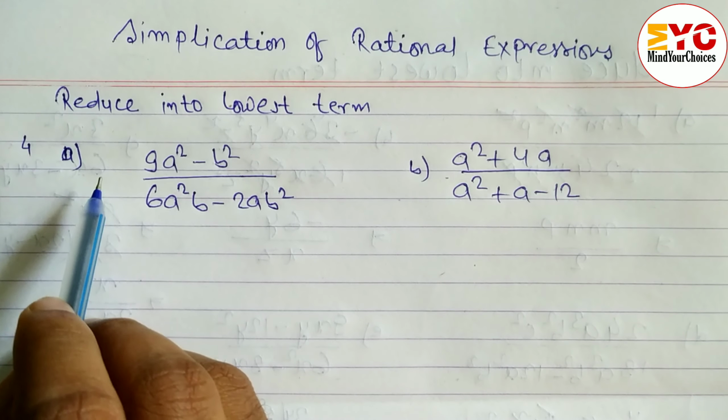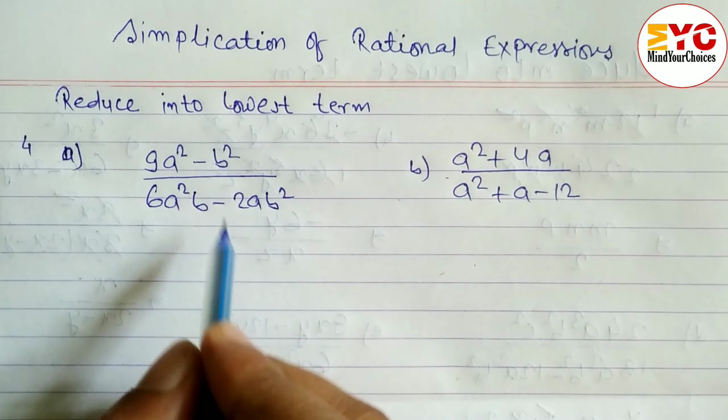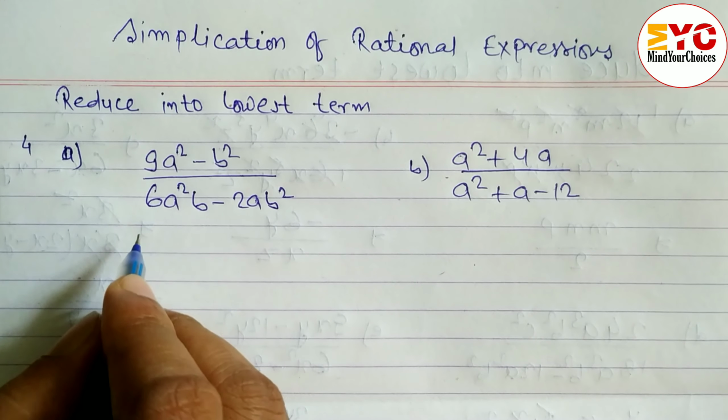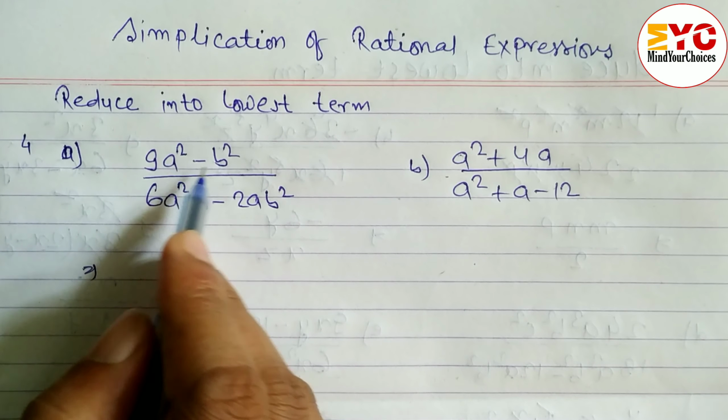In this video, we are going to learn simplification of rational expression, or we can say reduce into lowest term. So we have a question, you can see here, two questions written here. I will provide you more examples. So 9a square minus b square.